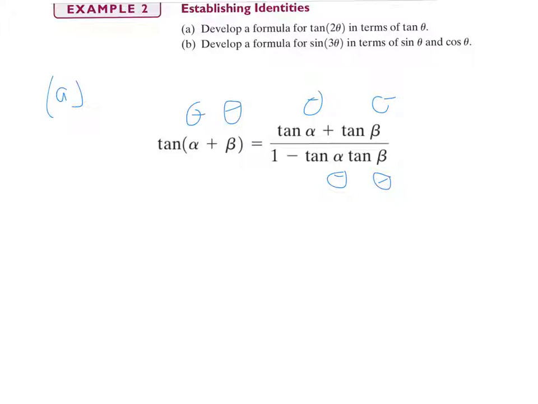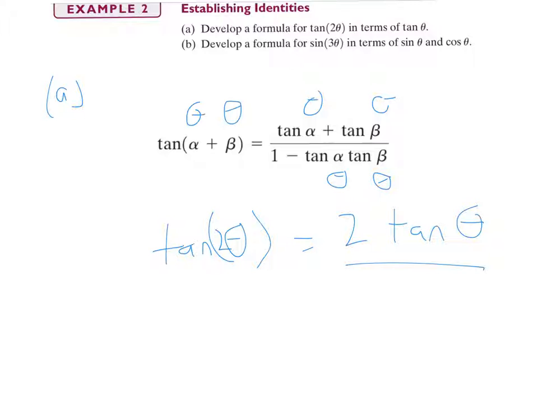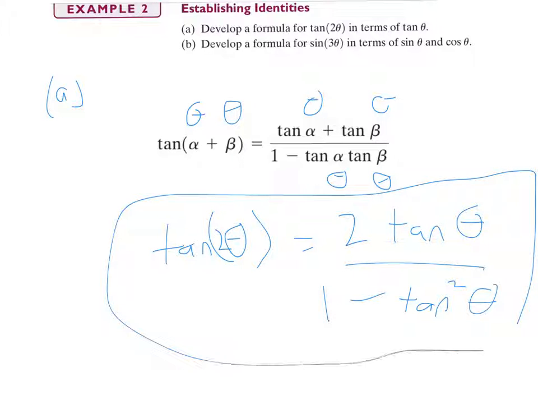that would give us tangent of 2 theta equals tangent of theta plus tangent of theta in the numerator, so 2 tangent of theta, all over 1 minus, now tangent of alpha times tangent of beta, that becomes tangent of theta times tangent of theta, which would be tangent squared of theta, and there's our answer.